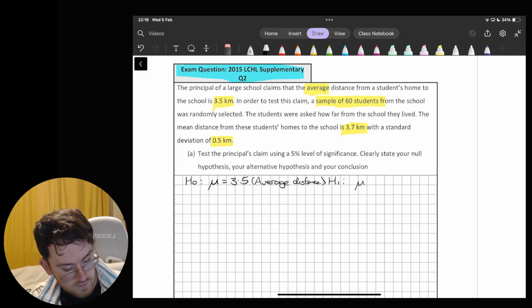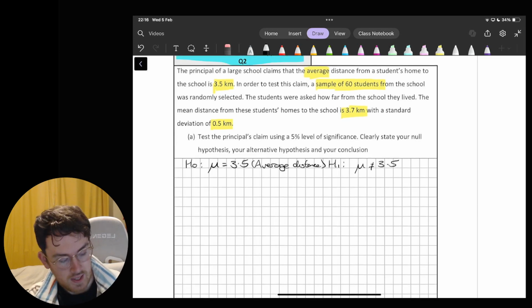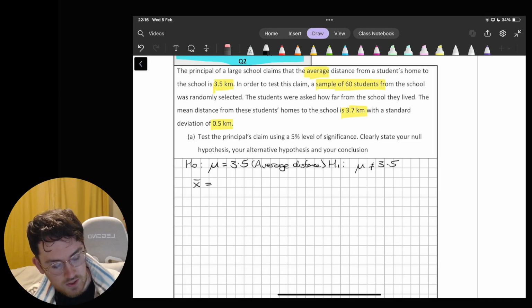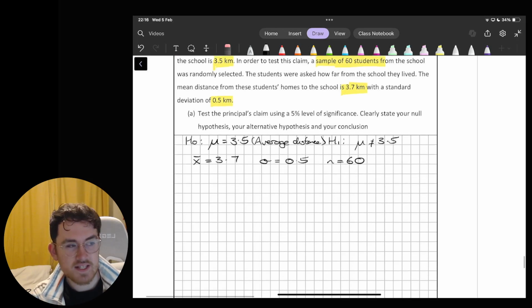The alternative is that it's not 3.5. Okay, straightforward enough. Let's lay out everything else we know. We know the sample mean here is 3.7, standard deviation 0.5, sample size is 60. Okay, I'm going to go with a z-test again here.